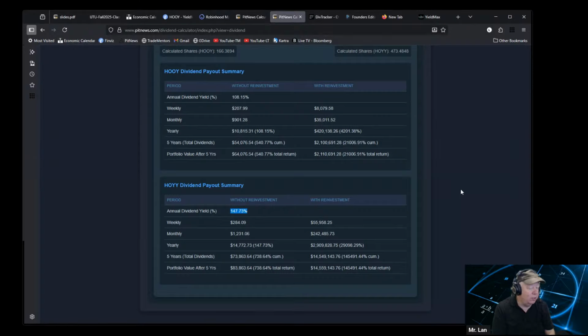So if you wanted to, let's say you wanted to have 3 stocks in your portfolio, you might want to do something like you could do HOYY and TSYY, and you'd have just those 2 stocks right there would just absolutely dominate.